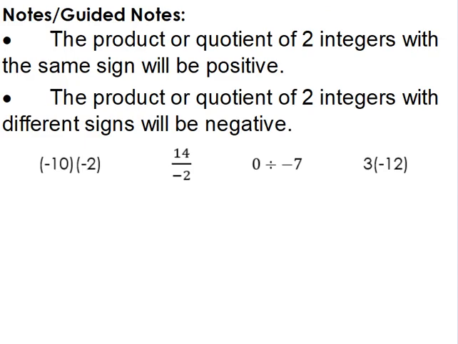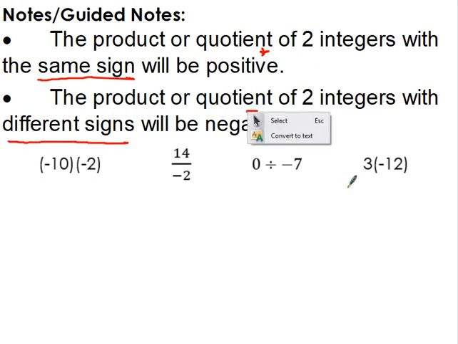All right, so here are your rules for multiplying and dividing numbers, and they're the same. The same rules for multiplication as for division. The product or quotient of two integers with the same sign will always be positive. The product or quotient of two integers with different signs will always be negative. Okay? So different signs will always be negative, the same sign will always be positive.